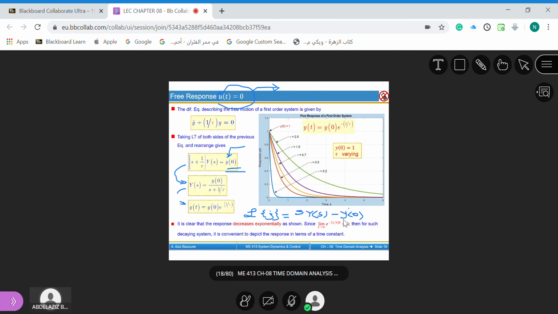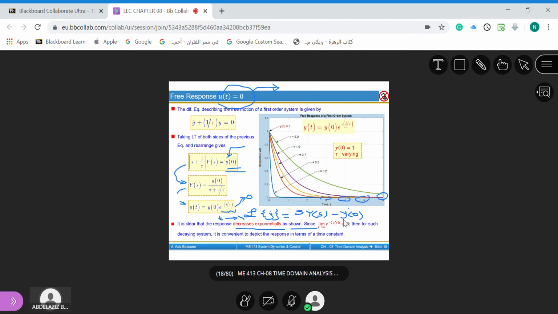So the response of the first order system will be decreasing exponentially. And the limit of this term, when t goes to infinity, will go to 0. Exponential minus infinity is 0. That's why you have here, they are all going to 0.